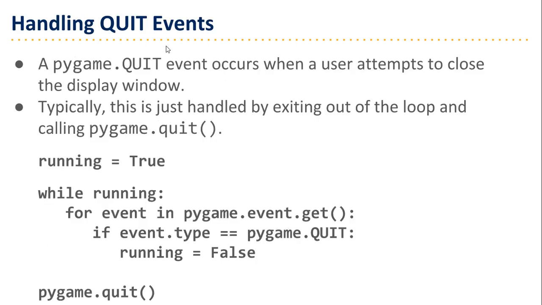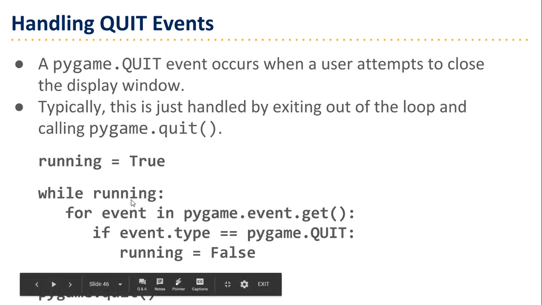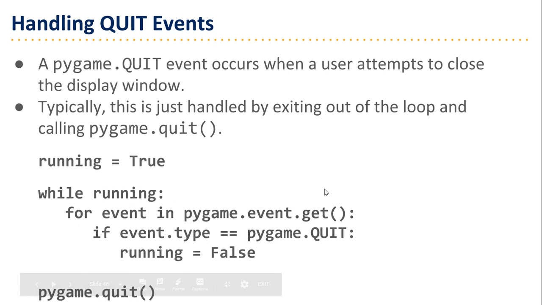First, the quit event. So a quit event occurs when the user tries to close the display window, as I said. And typically this is just handled by exiting out of the loop and calling pygame.quit. So in code, again, we set up our loop and we generate events, and we check the type, and here we're going to check whether the type equals a pygame.quit event, and it does have to be in all caps. And if it does, then we will just set running equal to false. And if running equals false, the loop will stop executing, and then we'll call pygame.quit after. So this will effectively close the display window when the user clicks the X.